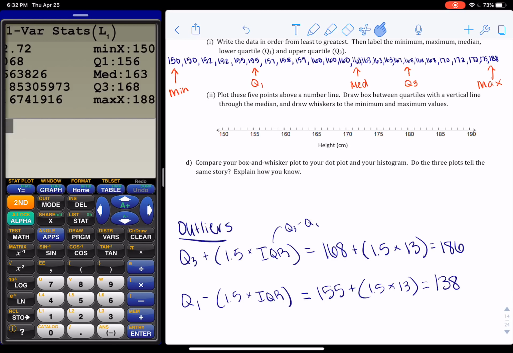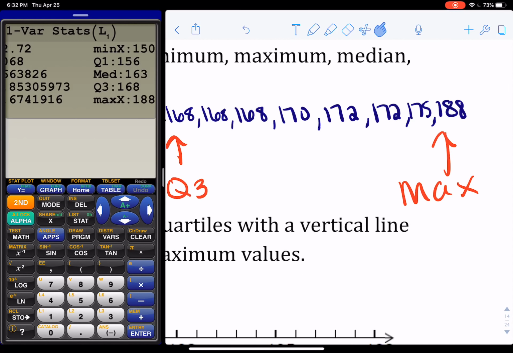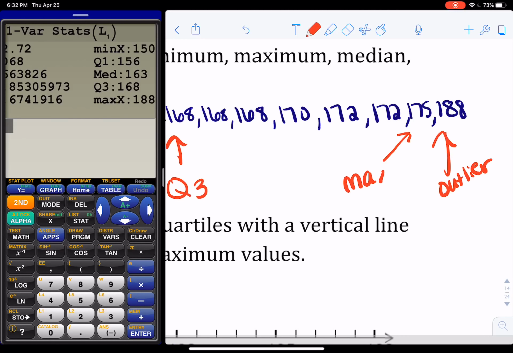So remember when we talked about outliers, we said, okay, if any of our numbers are below 138 or above 186, they are an outlier. So what this tells me is that this number 188 is actually an outlier. So it's no longer our maximum point. We're still going to put a dot in a little bit, but it's no longer the biggest. 175 is smaller than 186, so now 175 becomes our new max.